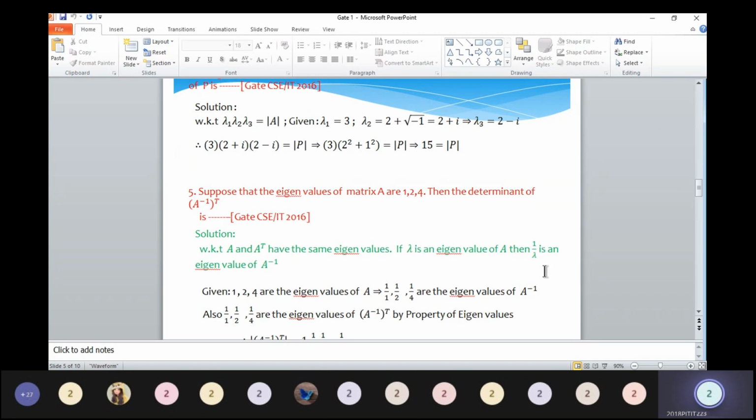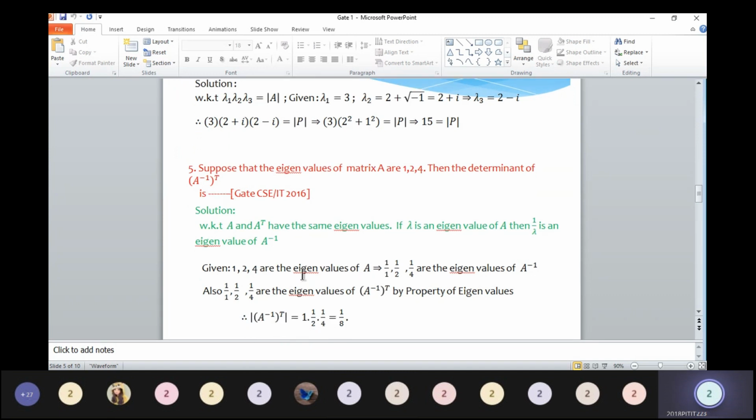If lambda is an eigenvalue, then 1 by lambda is the eigenvalue of A inverse. Given 1, 2, 4 are the eigenvalues of the matrix A, so the reciprocals will be the eigenvalues of A inverse. And A and A transpose have the same eigenvalues, therefore A inverse transpose also has the same eigenvalues by the property of eigenvalues. I need the determinant, the product of the eigenvalues. The product is 1 by 8. 1 by 8 is the determinant of A inverse whole transpose.